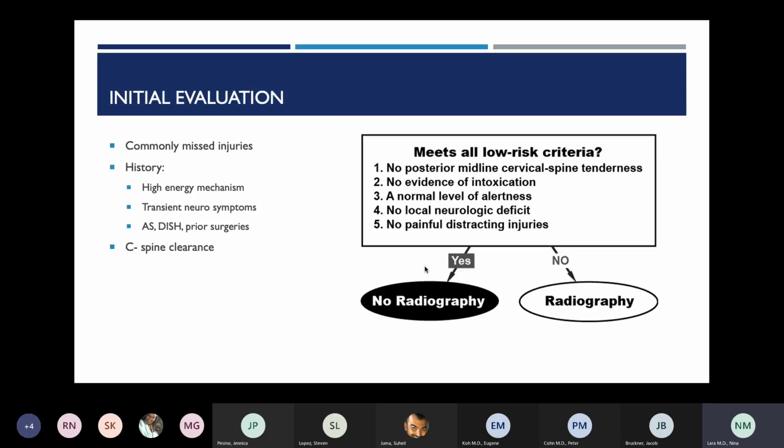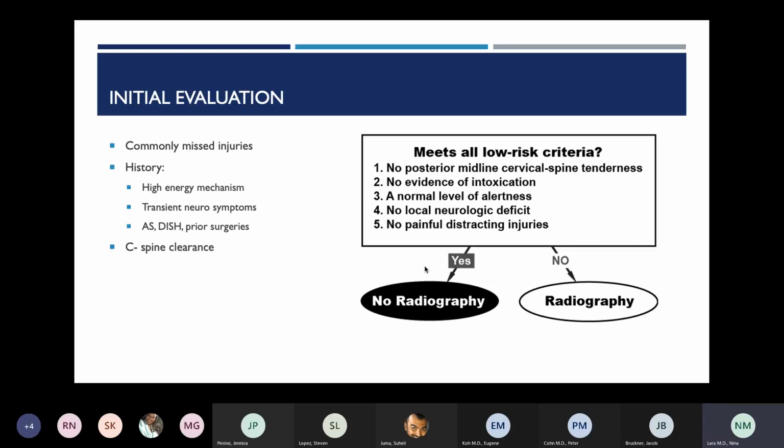So what's your initial evaluation of upper spinal cord injuries, or really spinal cord injuries in trauma? These are commonly missed injuries. There are a few other missed injuries that can have more catastrophic consequences, though. A couple of things that should raise suspicion for an occult injury are high energy mechanisms, transient neurologic symptoms, and then obviously be aware of the patient's medical conditions, such as ankylosing spondylitis, DISH, or prior surgeries.